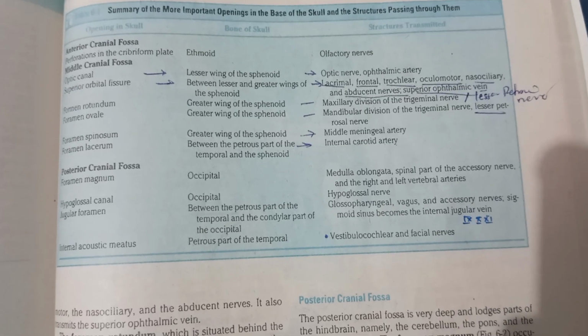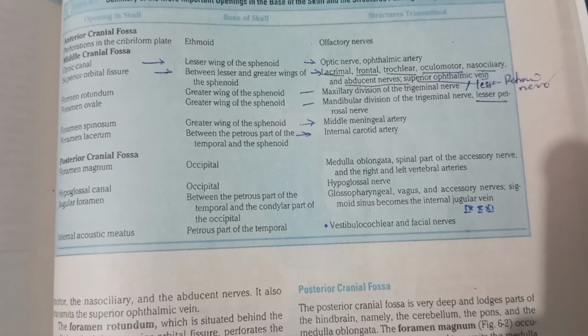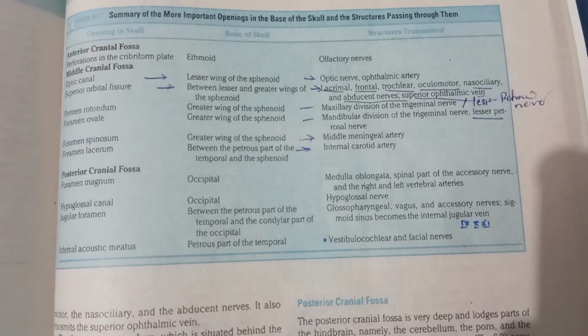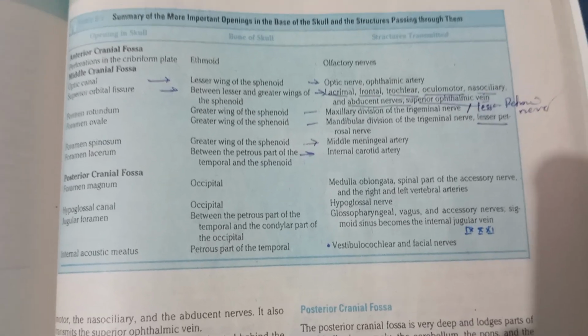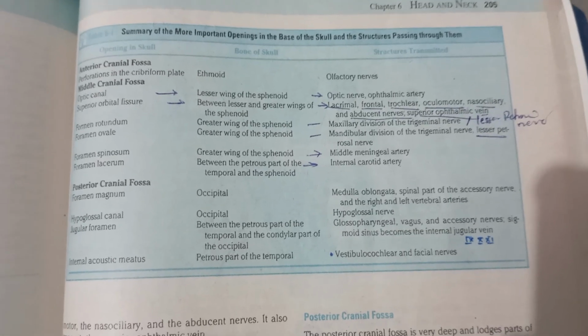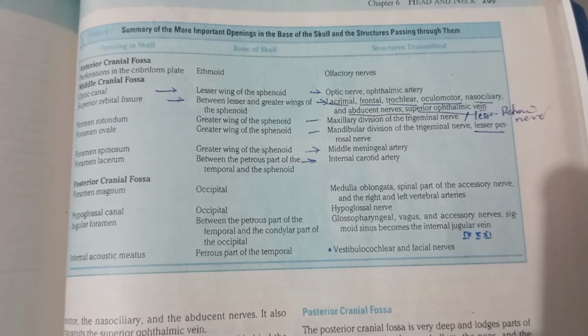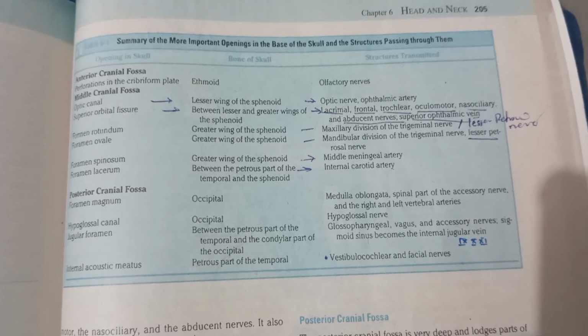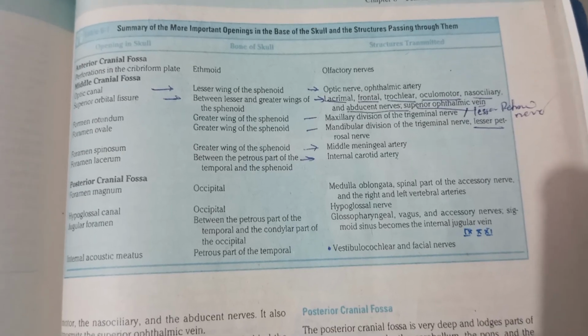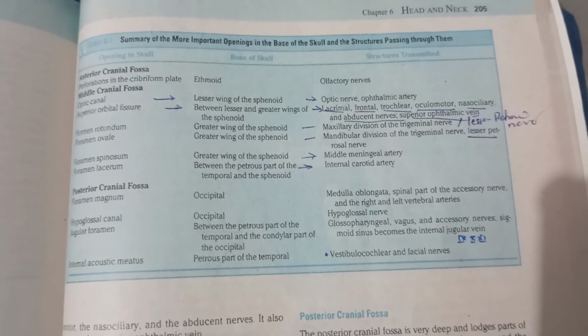Now, the internal acoustic meatus is present in the petrous part of the temporal bone and passes the vestibulocochlear nerve and the facial nerve. It's all about the cranial fossa. This is important for the examination and for the FCPS exam. It is the most important point for the exam.